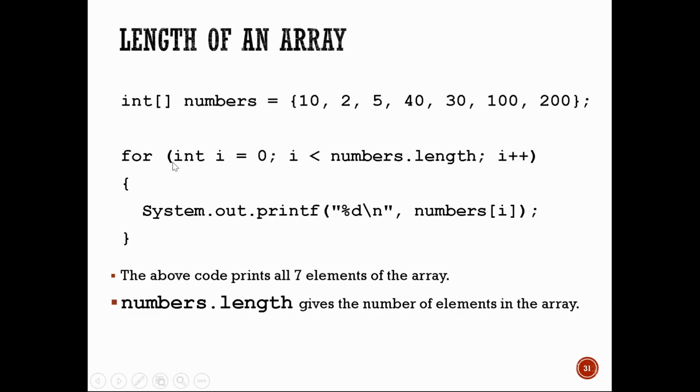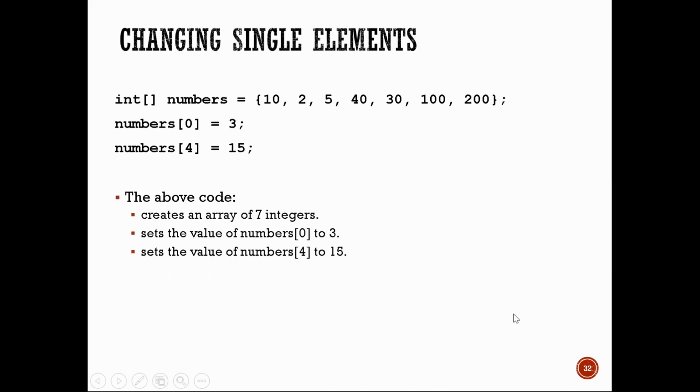So this loop will repeatedly process the values 0 to 6 of i. And it will display the values of numbers from locations 0 to 6 of your numbers array. So that will display 10, 2, 5, 40, 30, 100, and 200. So the above code prints all 7 elements of the array. Numbers.length gives the number of elements in the array. Okay, changing single element.